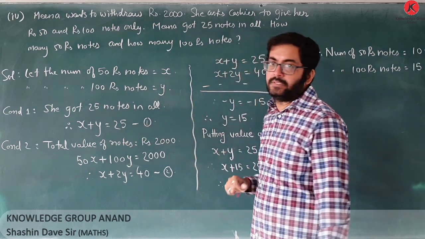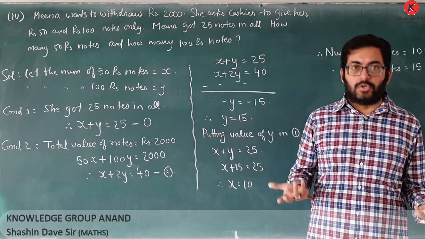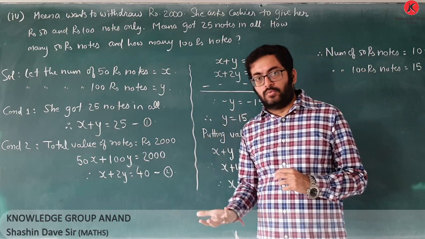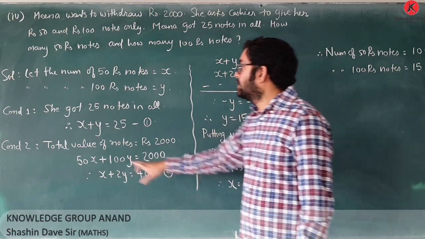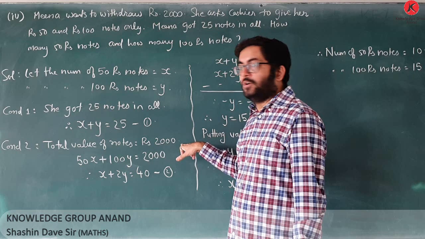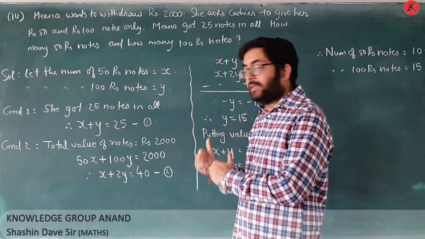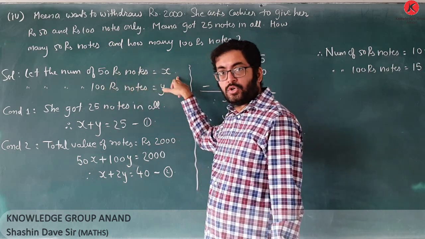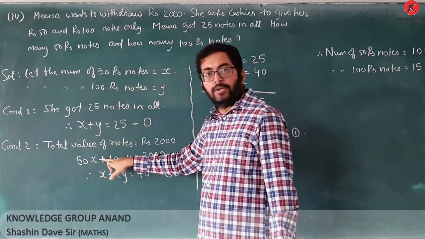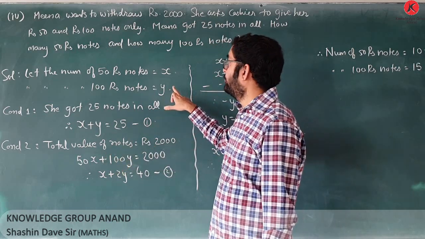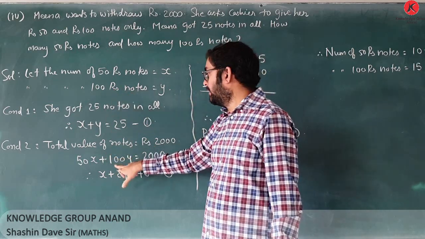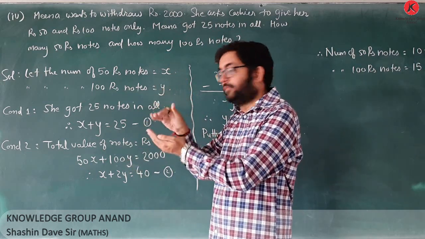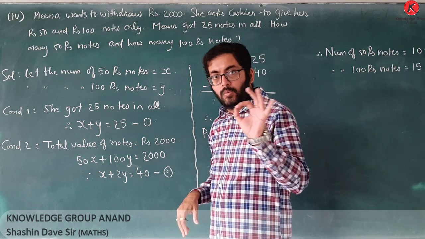Now when you look at the sum, you will think that okay, the sum is over. How to get condition number 2? Condition number 2 lies in the total value. The total value is how many rupees? 2000. So the total value of notes is rupees 2000. So Meena is having x notes of 50 rupees. So 50 into x, plus she is having y notes of 100 rupees. So 100 into y. So when you add up the total amount, the total value of these notes should be equal to 2000.